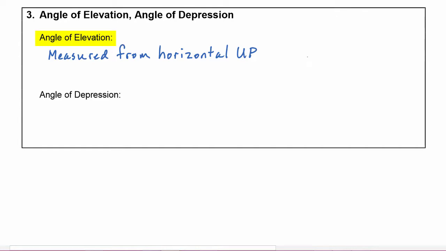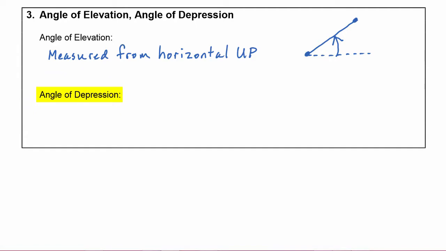So this happens if you have an observer that is lower than the object being observed, say it's up here, then from the observer we would draw a horizontal line. We draw a line going to the object, and then the angle of elevation would be the angle between the horizontal and the line connecting the observer to the object being observed.